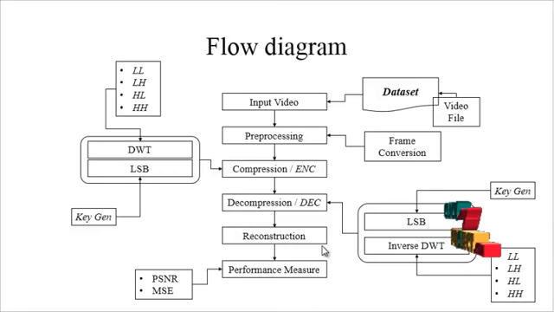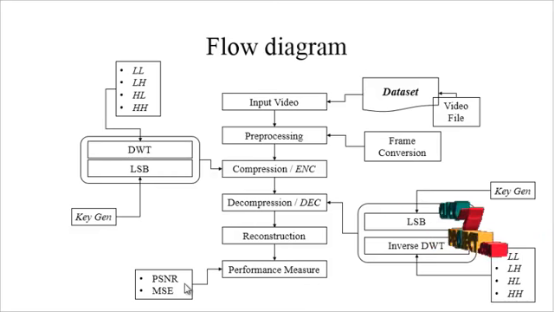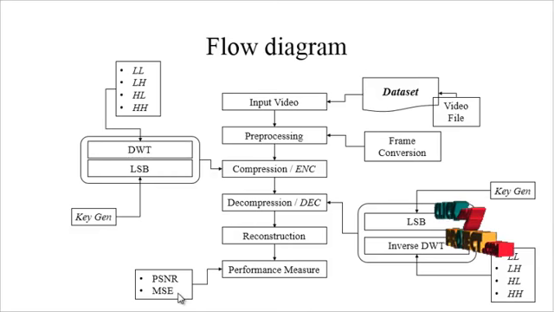After every frame is reconstructed to its original quality, it will be reconstructed into a video format, and finally the performance will be evaluated. In this performance evaluation, we have two kinds of measures: one is the PSNR and the other is the MSE. PSNR represents the peak signal to noise ratio and MSE represents the mean square error.